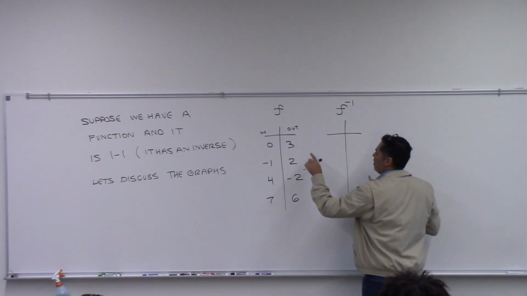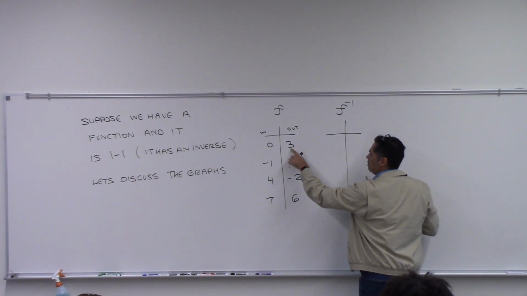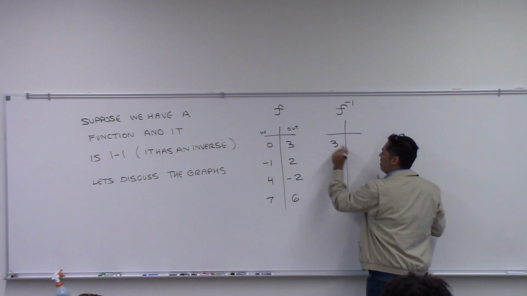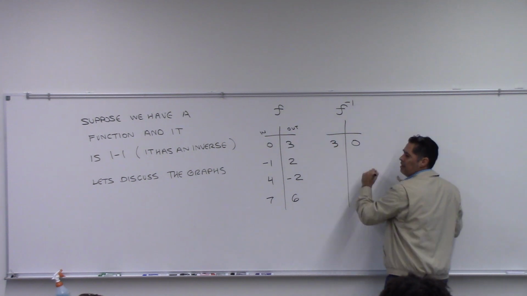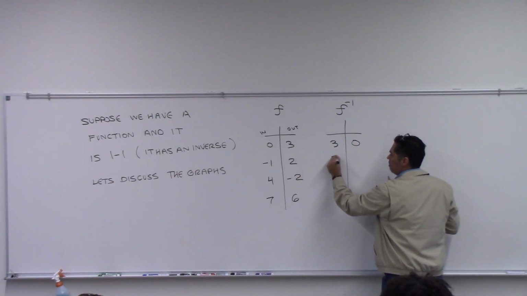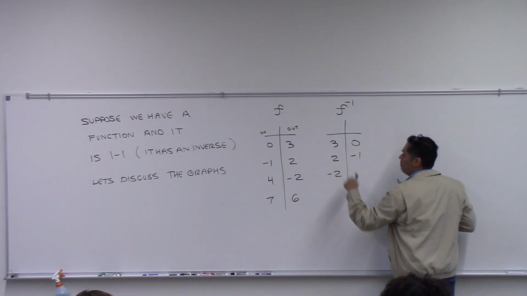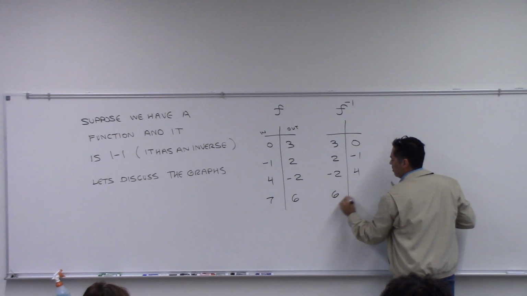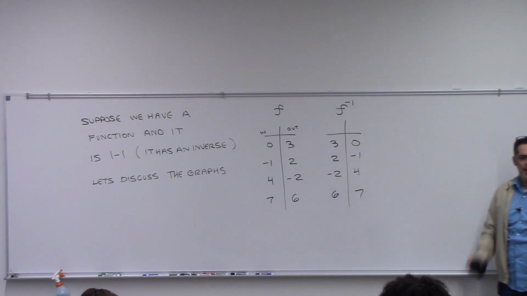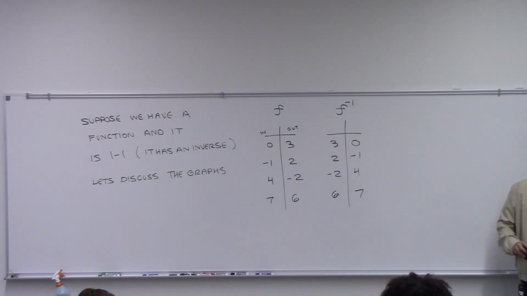So what should it do with 3? It should take that 3 back to 0. It should take 2 back to -1. It should take -2 back to 4 and 6 back to 7. It's just going to send everything back to where it came from.